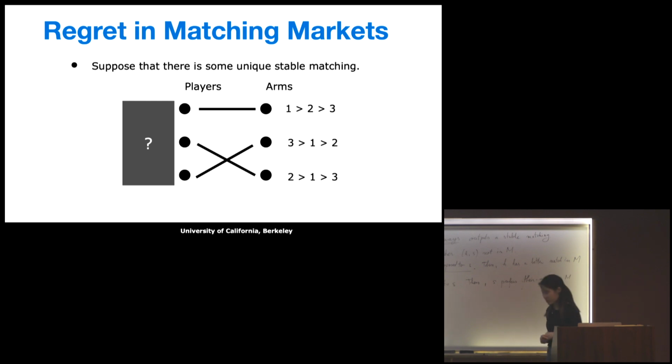So now here's a question. In the single agent case, we define regret as the difference between the best arm in hindsight and the actual sequence of rewards that you got. But in a matching market setting, in a setting where there are these preference structures, what do you think is the best action in hindsight for a single player? Anyone want to hazard a guess? So let's just say there's a unique stable matching. What might seem like a good idea?